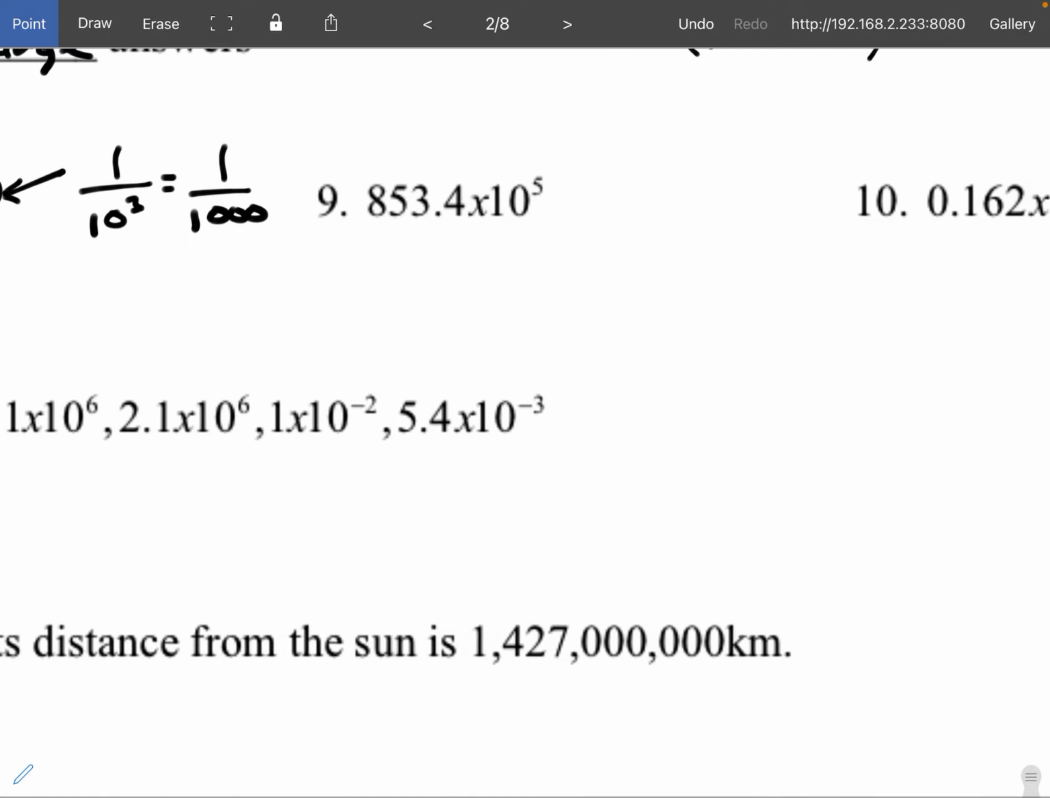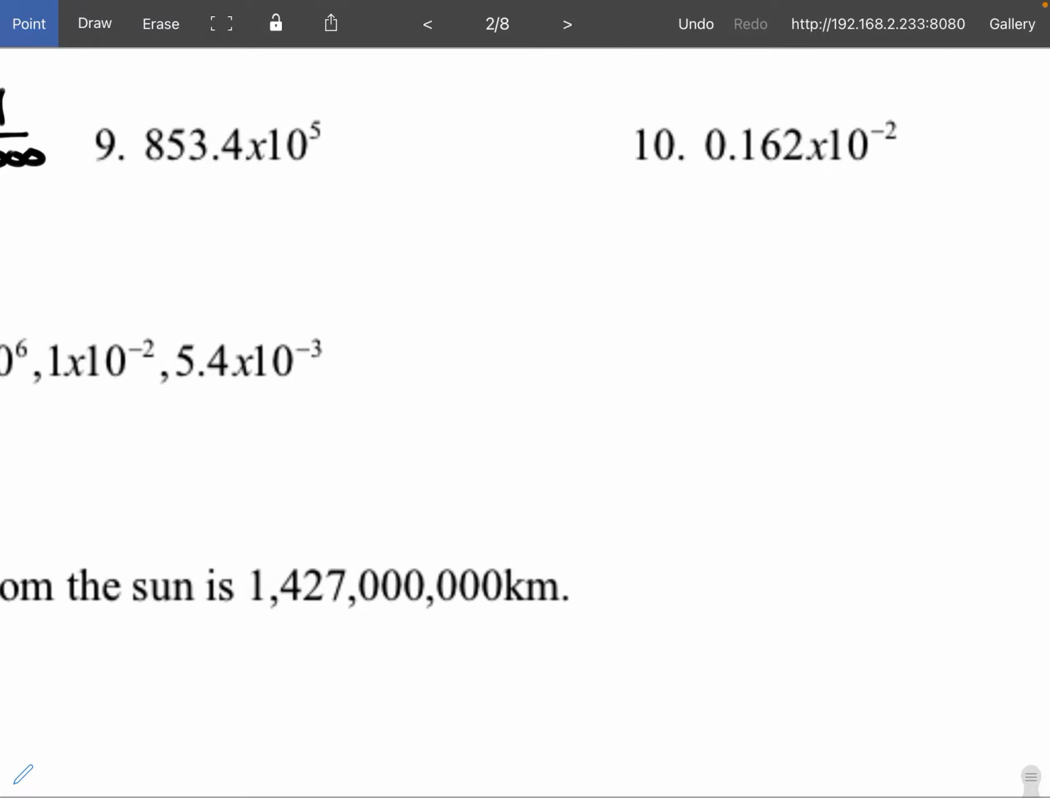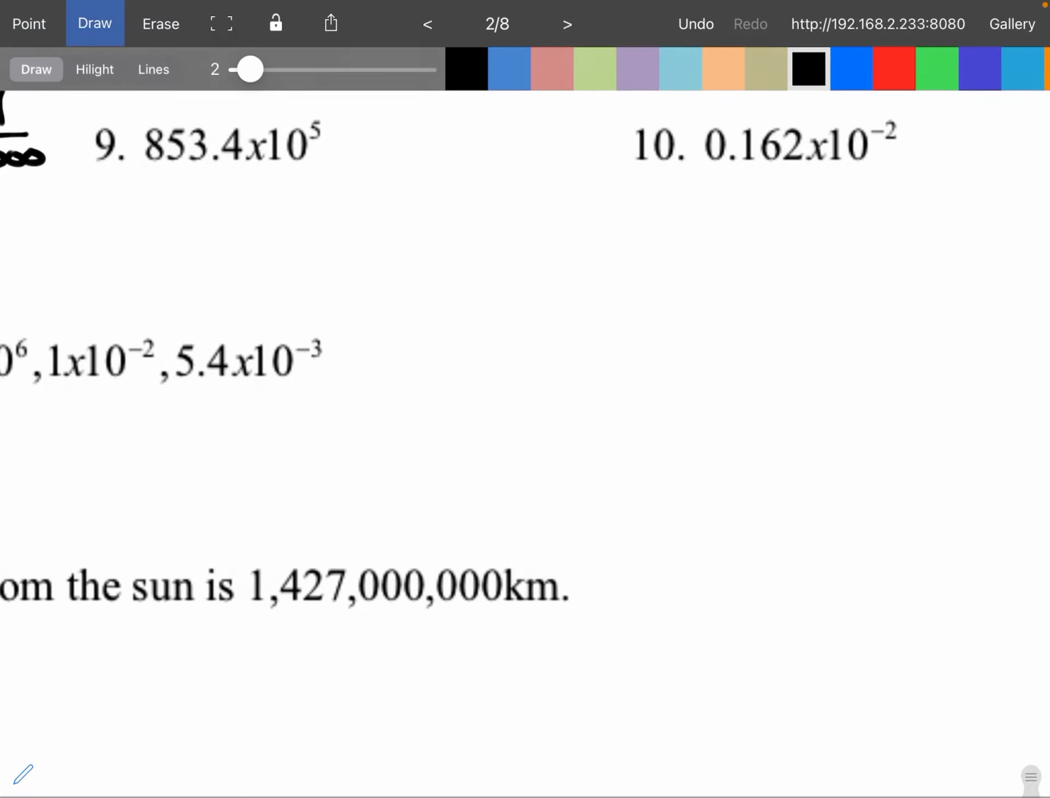All right, enough of that. Number 9, which way do I move it? I got 853.4. Which way do I move it? Yeah, you move it to the right because the exponent on the 10 is positive. So I'm going to move it 5 places to the right. So right now it's right here. I'm going to move it 1, 2, 3, 4. So I'm going to end up with 8, 5, 3, 4.